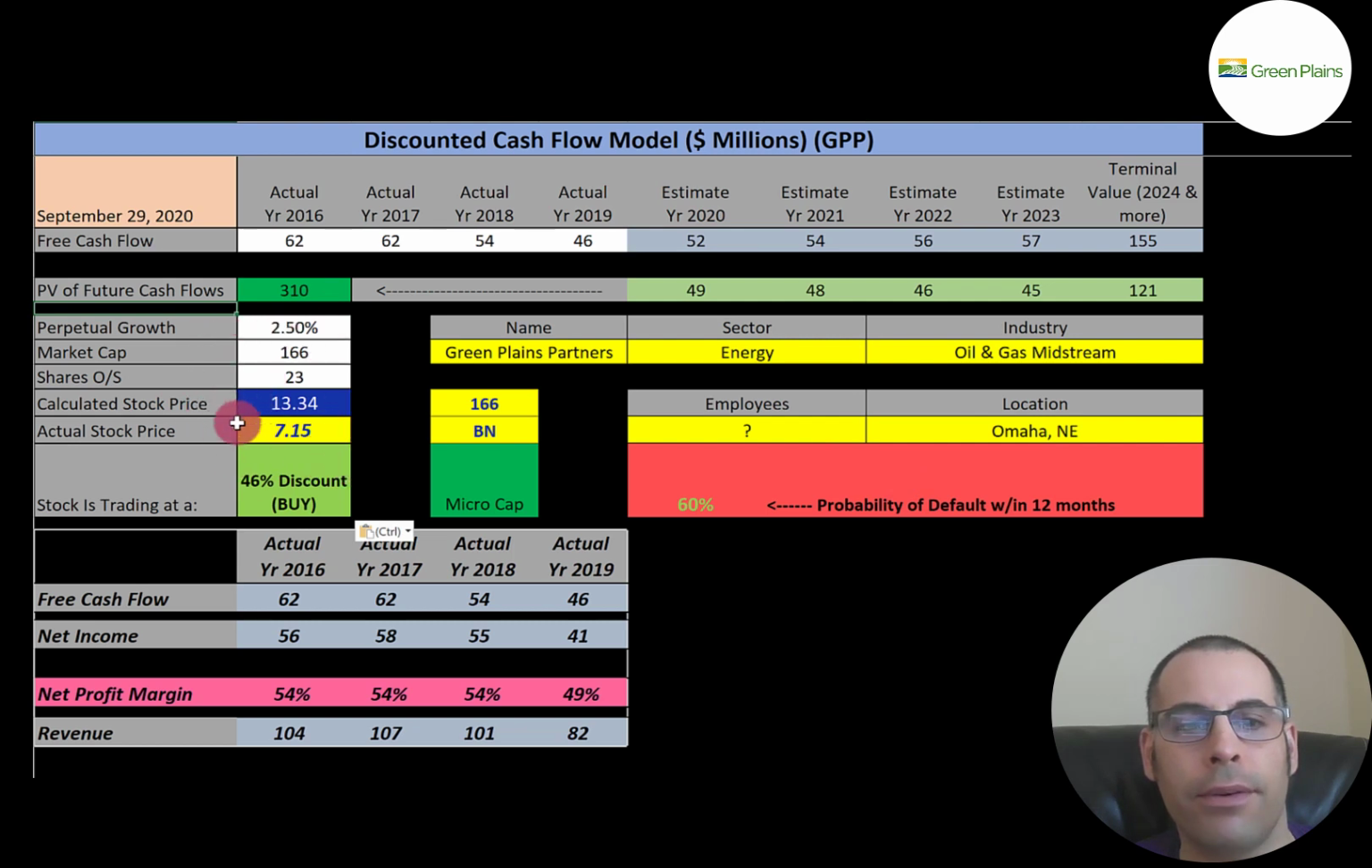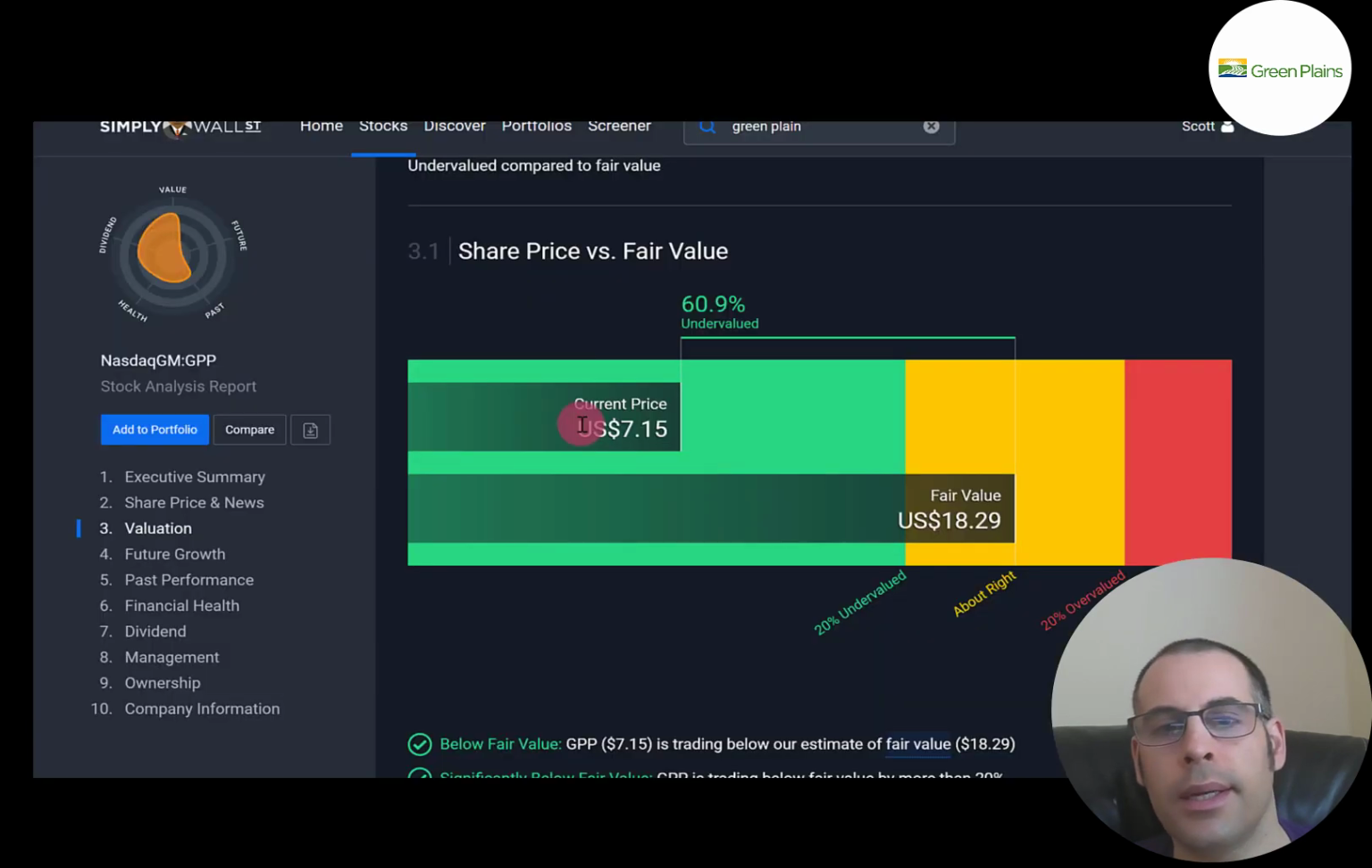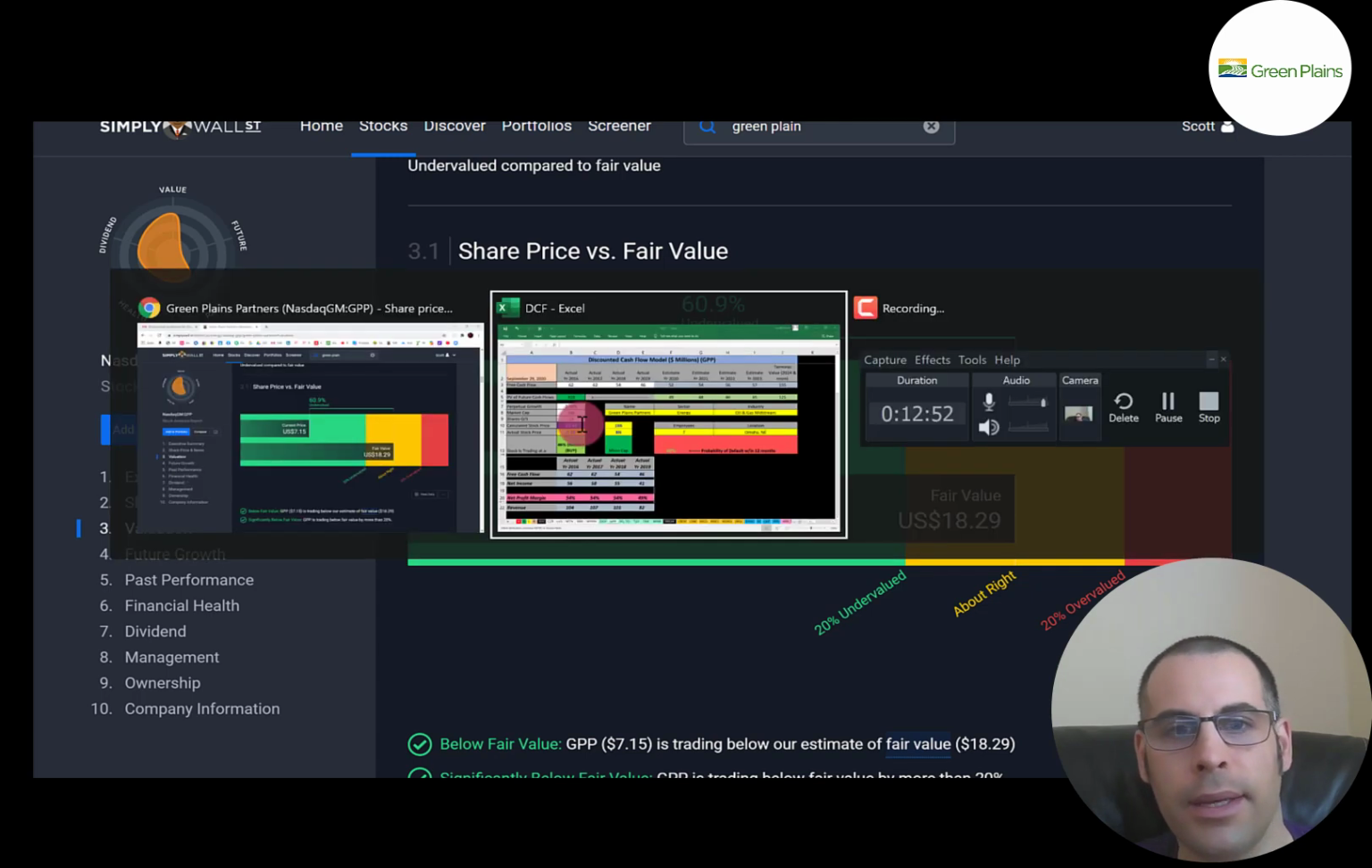They're trading at $7.15, so they're trading at a 46% discount. It's a strong buy according to the model. Simply Wall Street's even higher. They're at $18.29 a share, so they're saying the stock is 61% undervalued.